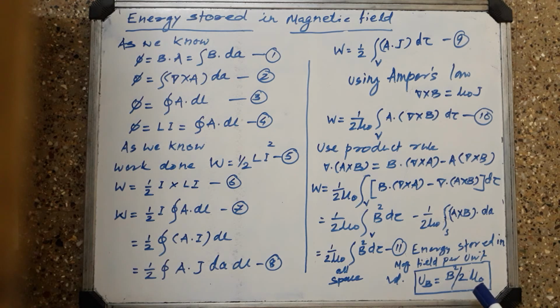Already we have discussed energy stored in electric field, and that is 1 by 2 epsilon naught E square. Here we got B square by 2 mu naught.